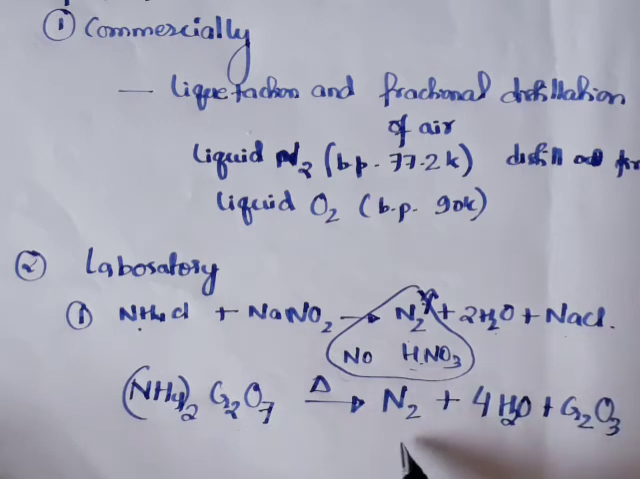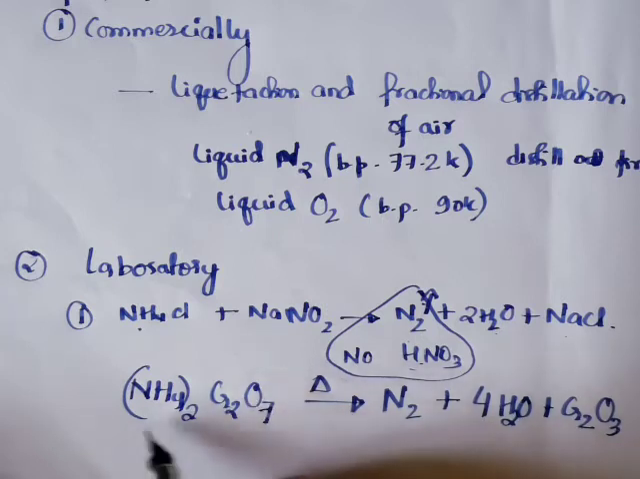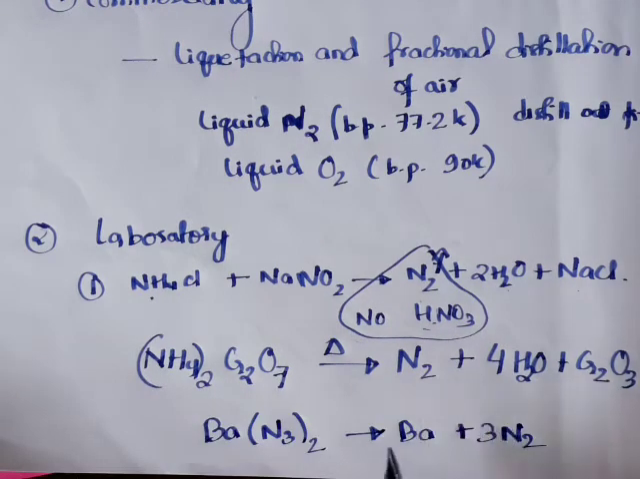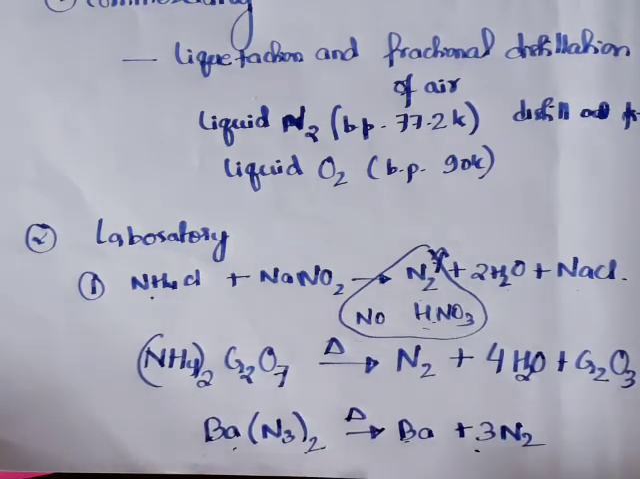Nitrogen can also be prepared by thermal decomposition of ammonium dichromate. What it gives is nitrogen, water and chromic oxide. So this is another preparation of nitrogen in the laboratory, and it is very pure. Nitrogen can also be prepared by thermal decomposition of sodium azide or barium azide. So this is barium azide. On thermal decomposition it gives barium and nitrogen. Sodium azide also on thermal decomposition gives sodium and dinitrogen.